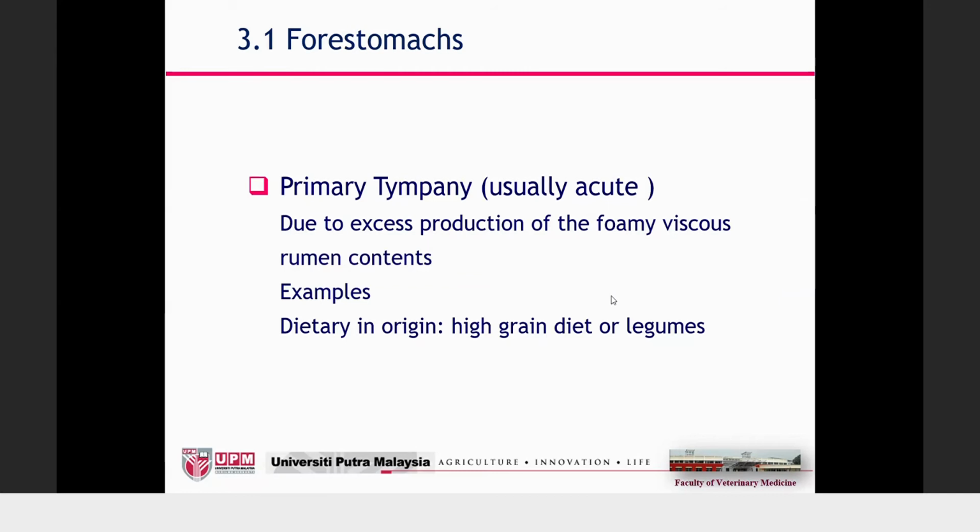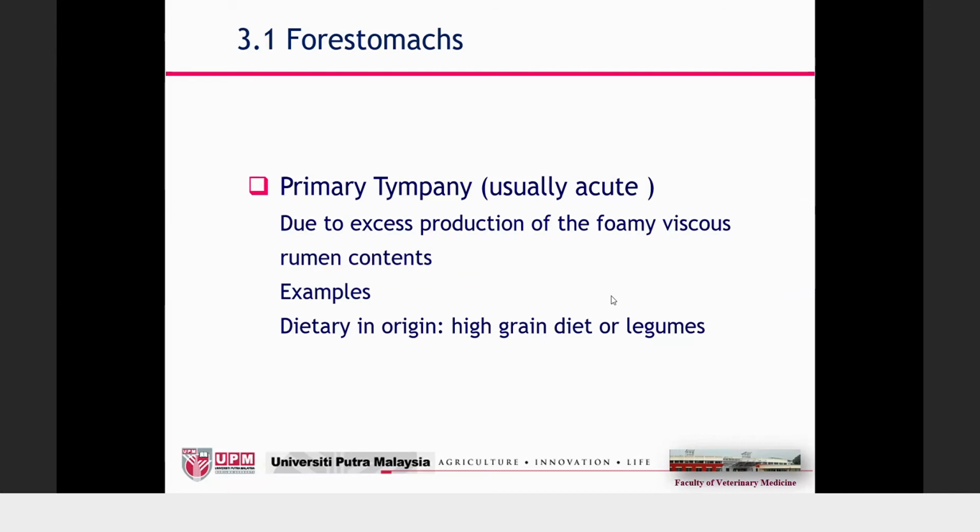a poor venous return, particularly the blood from the caudal part of the body might not be able to go back to the heart. And the animal might also have difficulty breathing because of the pressure that is developed in the thorax and the abdominal cavity. That's partly how it can cause death. That's why tympany in acute form, if not treated immediately, can cause death to the animal.